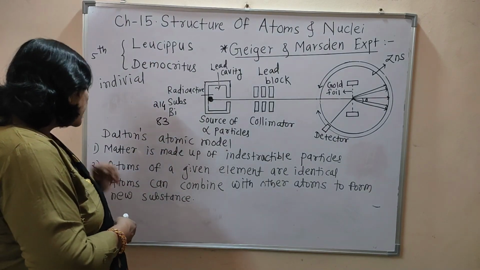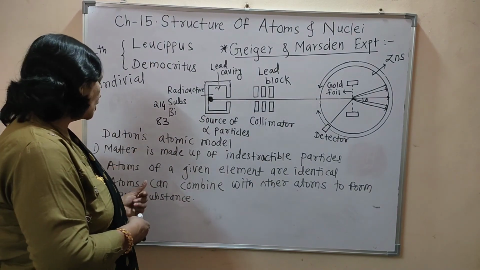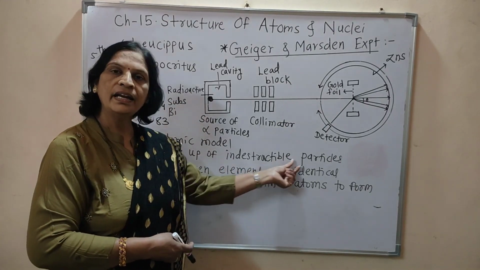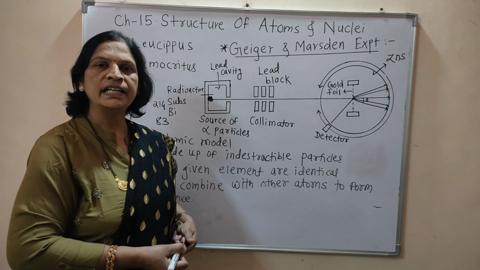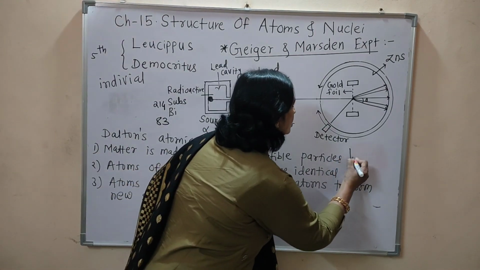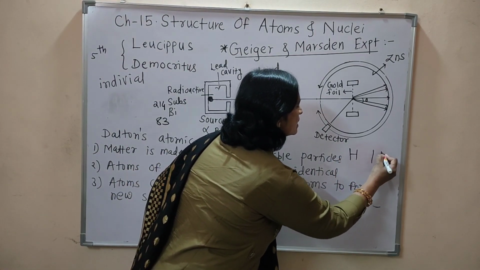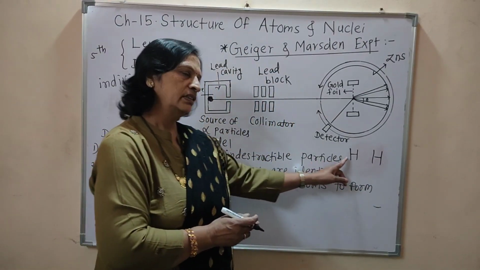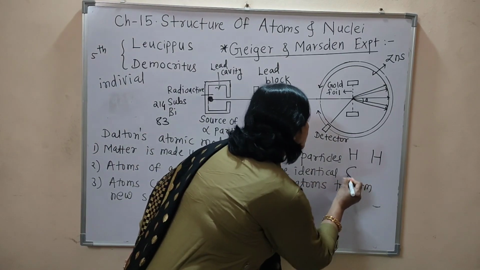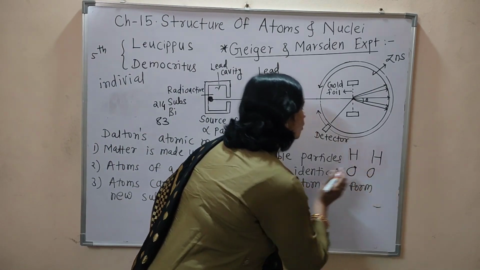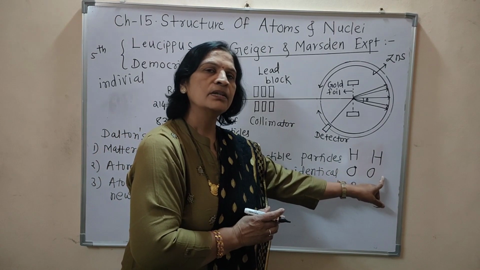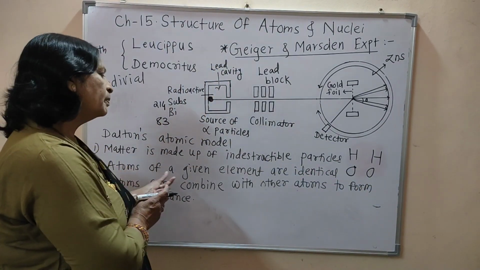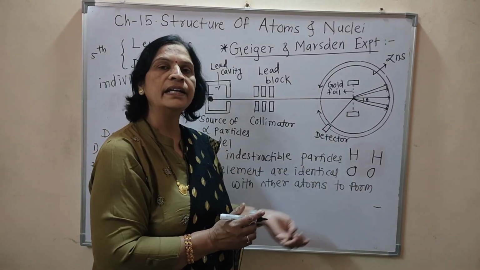Then, the second postulate of Dalton's atomic theory: atoms of a given element are identical. What is the meaning of that sentence? Suppose the first atom is a hydrogen atom and the second atom is also hydrogen, then they are identical. Suppose first oxygen atom, second oxygen atom, then these two atoms of oxygen are identical, and therefore atoms of a given element are identical.